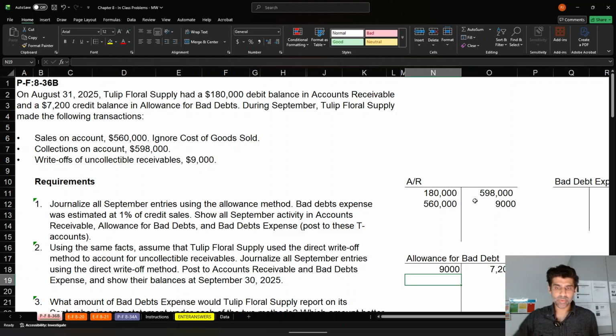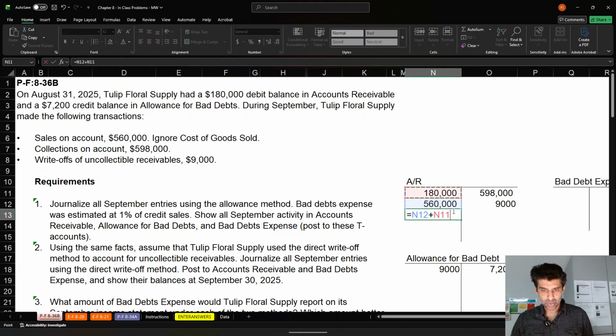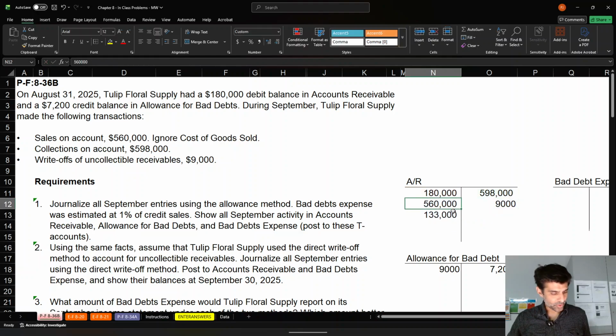Now we have some balances. The balance for accounts receivable is 133,000 debit.